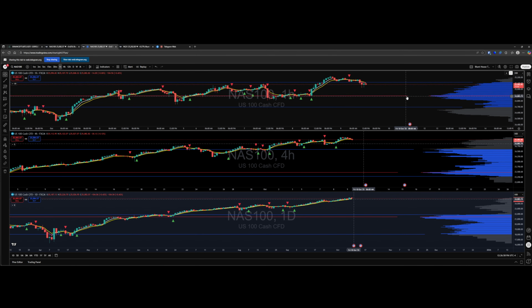And we know how much price loves the POC, the point of control on the volume profile. Then that would be a target, 24,886.